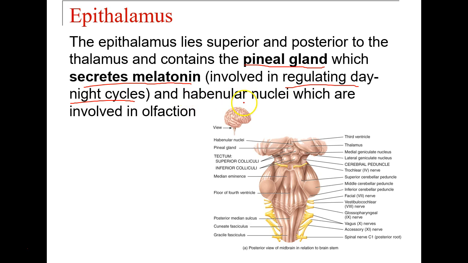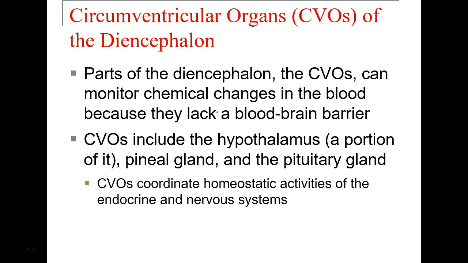The habenular nuclei, also found in the epithalamus, are involved with olfaction. So if you remember a specific smell during a memory, this is coming from the habenular nuclei. So if you're thinking about grandma's house and Saturday morning and biscuits and gravy, it's coming from the habenular nuclei.